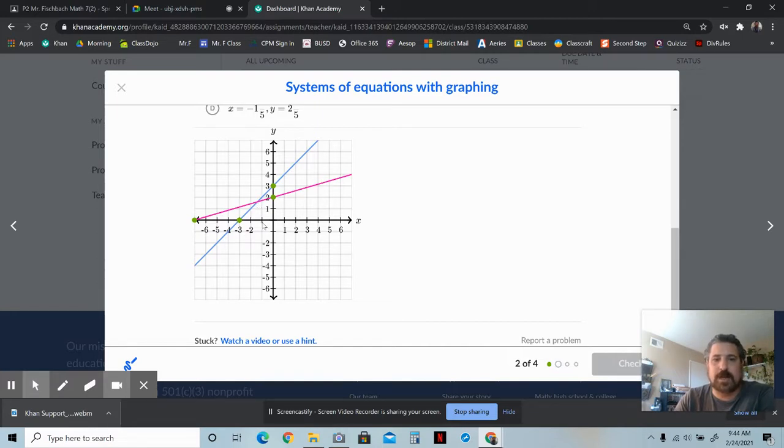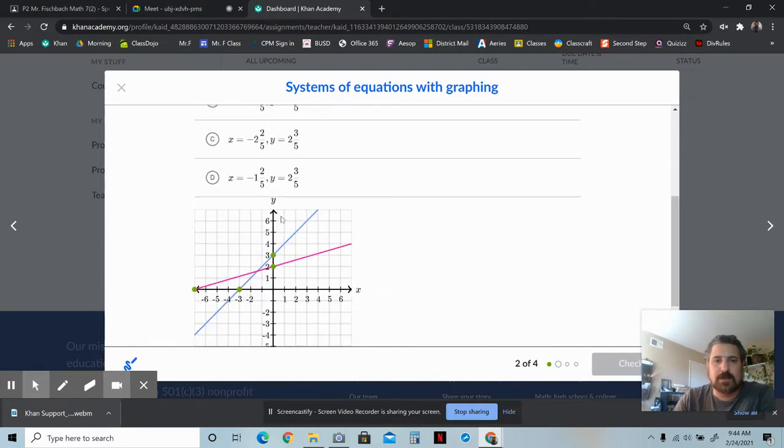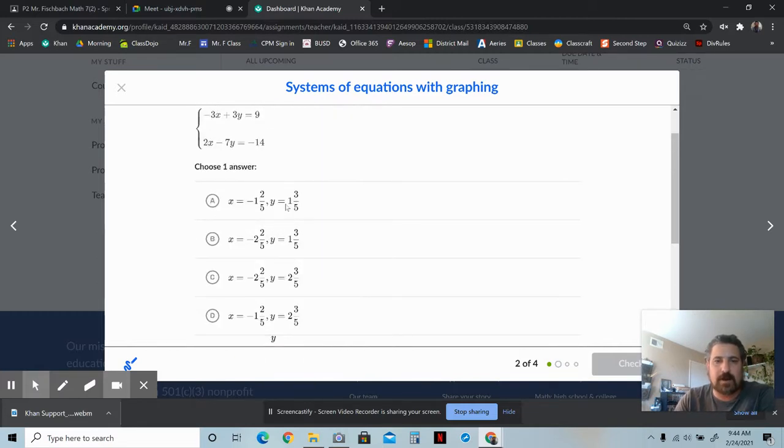The x position is between negative 1 and negative 2. So we're looking for an x value between negative 1 and negative 2. Well, this is too far to the left. That's not going to work. This is too far to the left. That's not going to work. So it has to be this negative 1 and 2/5. This is either going to be answer A or answer D.